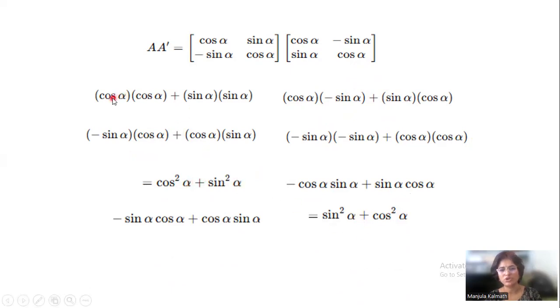In the simplified formula, cos alpha into cos alpha, cos square alpha, and sin alpha into sin alpha, sin square alpha. Like that, minus cos alpha into sin alpha, and then here the same term comes, minus sin alpha into cos alpha and plus cos alpha into sin alpha. These two terms become 0 and this one is 1 and this is 1. So this equals the identity matrix. One identity matrix comes. So this is the answer for the question.